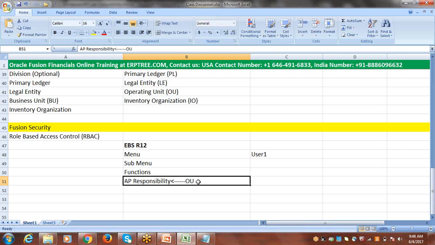If you are going to have just a responsibility, no use. If you have just a responsibility, you cannot do anything with it. You may assign it to that user, but the user cannot work on that responsibility. To that responsibility you have to assign the operating unit. If it is a GL responsibility, you have to assign at minimum the primary ledger. So this is how we deal with it in EBS.